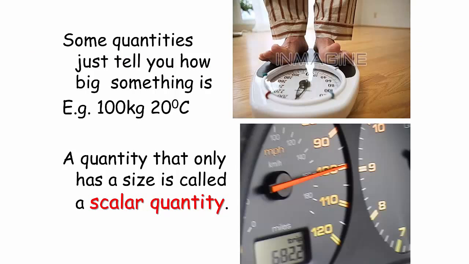We start with scalar quantities. For some things, we can just measure them and we have a value, we have a size. 100 kilograms, for example, or 20 degrees. This could be bigger, it could be smaller. Direction isn't considered here. Where we just have a size or a magnitude, we call it a scalar quantity.